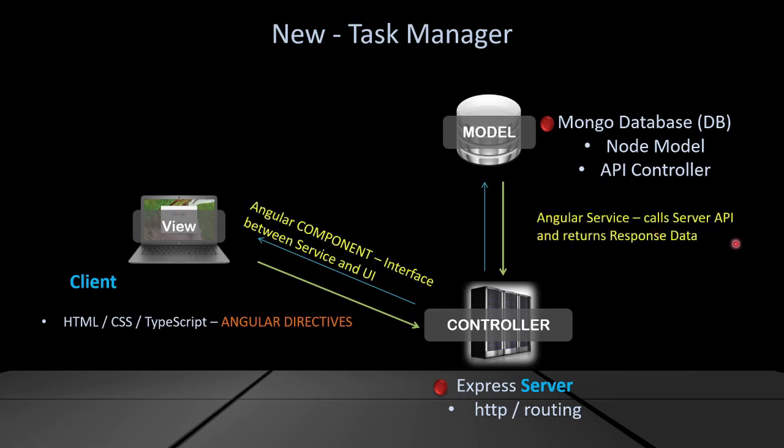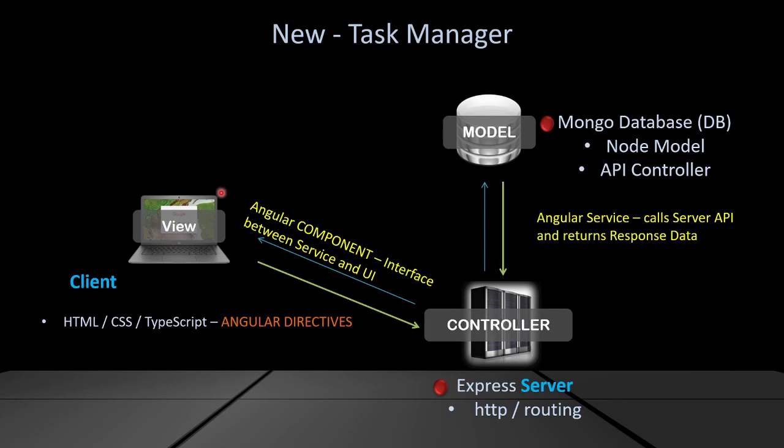We have these two new ideas here. One is our Angular service, and it calls the server API and returns response data. Over here, we have our Angular component, and that's the interface between the service and the user interface. Notice that everything seems to be coming out of the controller. Let's look at that as maybe our traffic cop, directing traffic between the two.